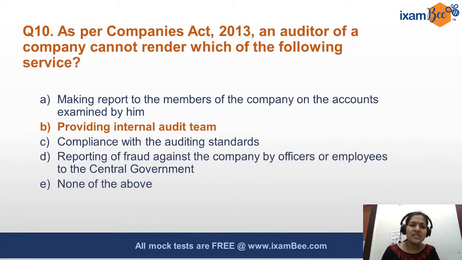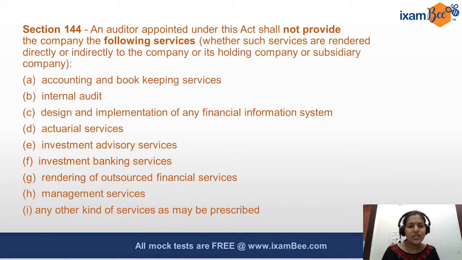Okay, so the service that cannot be rendered by an auditor of the company is the internal audit. So the statutory auditor cannot be the internal auditor also of that company. These limitations are given under section 144, where they have given a list of services which cannot be done by the auditor of the company for that particular company. One is the accounting and bookkeeping. So the person who is maintaining accounts cannot also audit them, right? So it is conflict of interest. Then he cannot be the internal auditor.